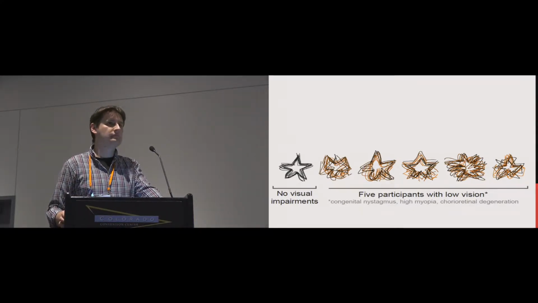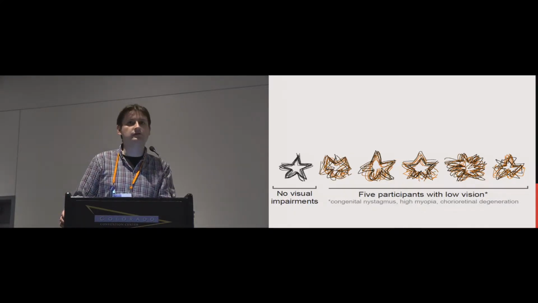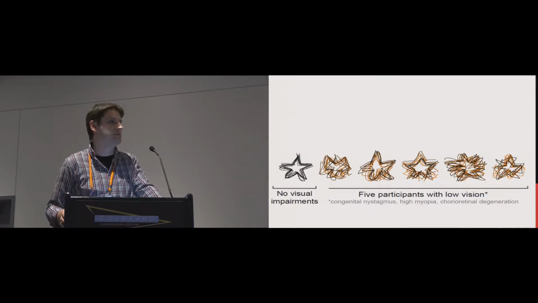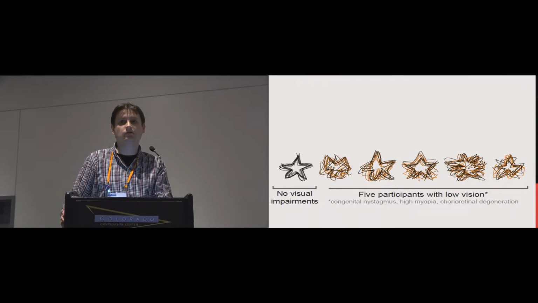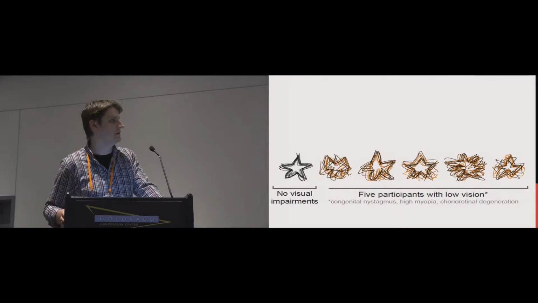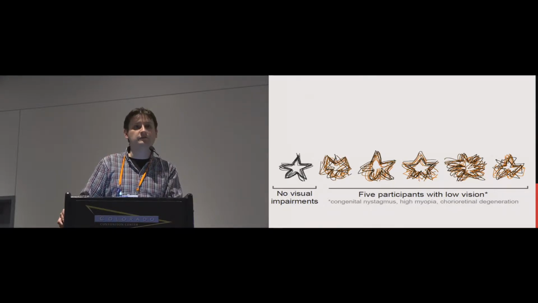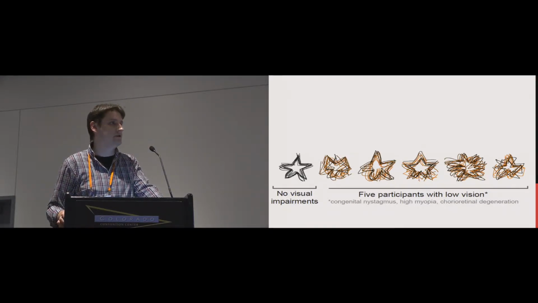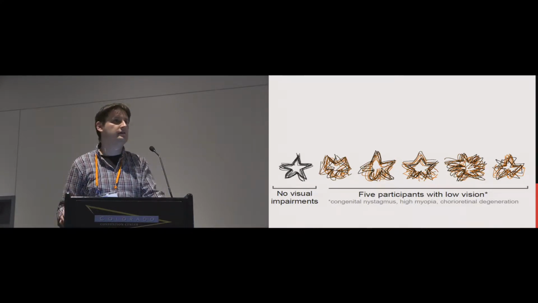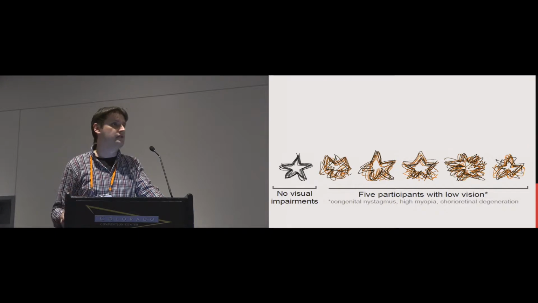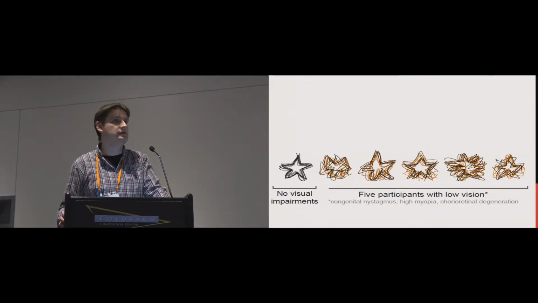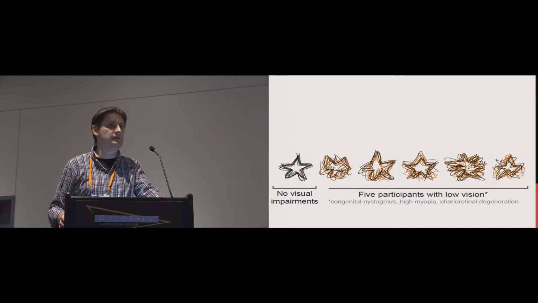So here you can see multiple articulations of the same gesture type produced by 6 participants from the study. And in black, you see multiple articulations that were collected from a person without visual impairments. And in orange and dark red, you see these articulations of the same gesture type produced by 5 different participants with various low vision eye conditions. So visually, we can clearly see that there is more variation in how people with low vision produce this gesture type, but also others, with respect to the gestures that you see in black.